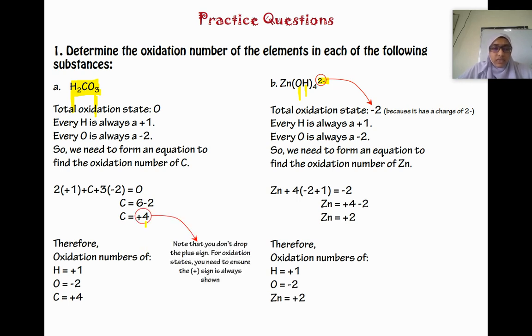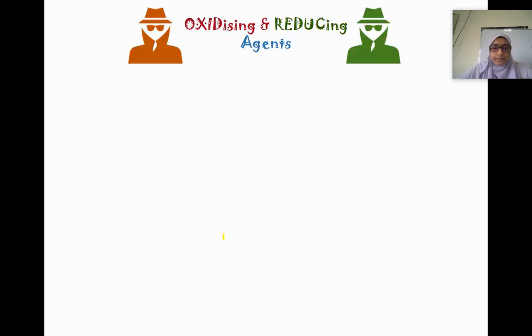All right. Now note this. I don't drop the plus sign. Okay, I keep the plus sign, because for oxidation number, you really need to write whether it's a plus or minus. So if it's a plus, your general tendency is not to write the plus sign. Okay, so please be very careful. Make sure you write the plus sign. So you see for both, I've written the plus sign. Okay, coming to almost the end already.